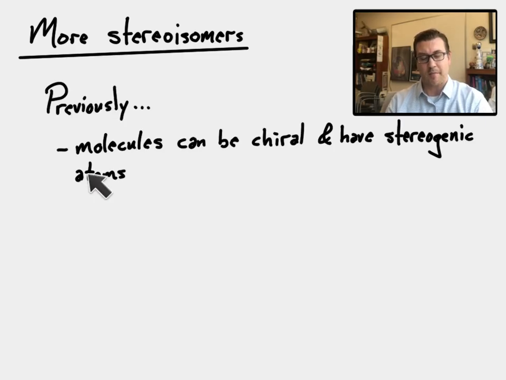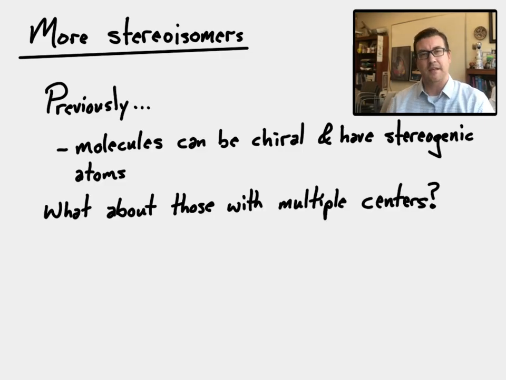In the last video we talked about how molecules can be chiral, they can have a handedness to them, and that they can have stereogenic atoms, and those can be shown as R or S, depending on the direction of the bonds, the orientation of the bonds. So now we're going to ask the question of what about molecules with multiple stereogenic centers?